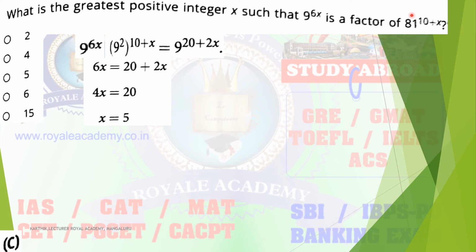81 you can also write as 9 squared. Then multiply: 2 tens are 20, plus 2x. Then the 9s cancel each other. The remaining thing is 6x equal to 20 plus 2x. You will get the answer x equal to 5.